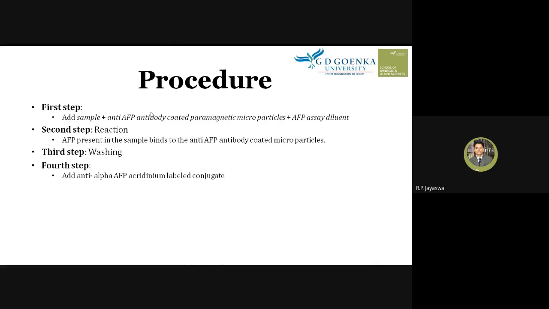The fourth step is that we add the secondary antibody, where the secondary antibody is anti-AFP labeled with acridinium. Okay, acridinium labeled conjugates are added, and then the fifth step is incubation, then washing. So in the fifth step, when we do incubation, the sandwich formation takes place between the primary antibodies and secondary antibodies. After washing, we remove any free anti-AFP acridinium labeled conjugate.